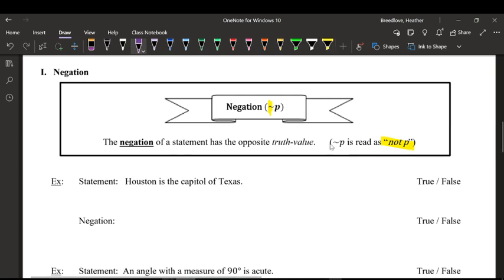All right, so for example, these are not conditional statements. These are just plain statements. Houston is the capital of Texas. Truth value, is it true or false? False. It's not true. So the negation is Houston is not the capital of Texas.